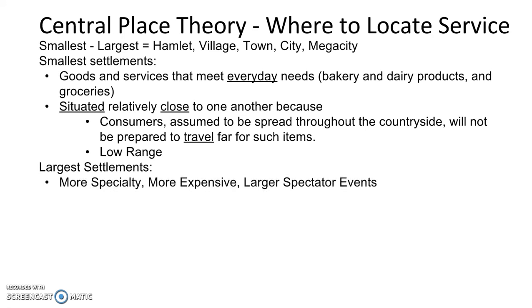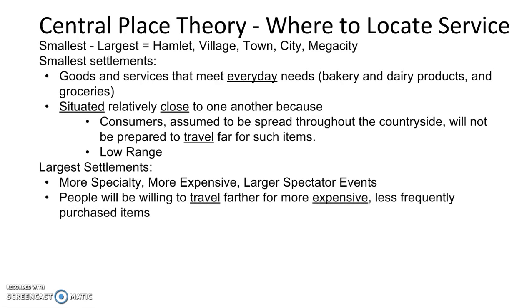Let's talk about the largest settlements. You should tend to see many low-range services, a lot more low-range services like a McDonald's or a convenience store or a 7-Eleven. But you'll also see more specialty, more expensive stores and larger spectator events held in larger settlements. People will be willing to travel farther for more expensive, less frequently purchased items. So the higher range services should be in the largest settlements. So as the settlement size increases, you should see more numerous low-range services. You should also see more high-range services as well.